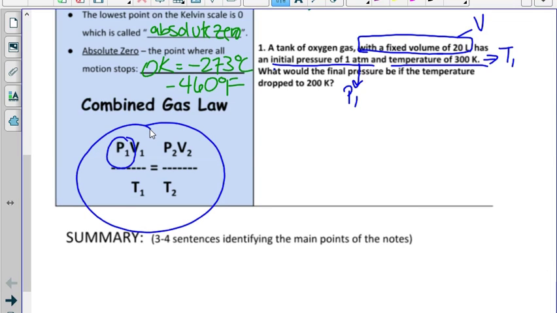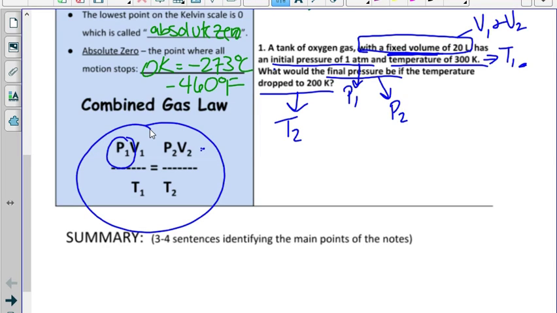So then the question says, what would the final pressure be? Well, what do you think final pressure is? Probably P2. What would the final pressure be if the temperature was dropped to 200 Kelvin? Okay, so this over here is T1. What do you think this is? This is T2, your final temperature. Okay, so since we're using this combined gas law, well, if this container has a fixed volume, that means that V1 and V2 are both going to be 20 because it cannot change its size.